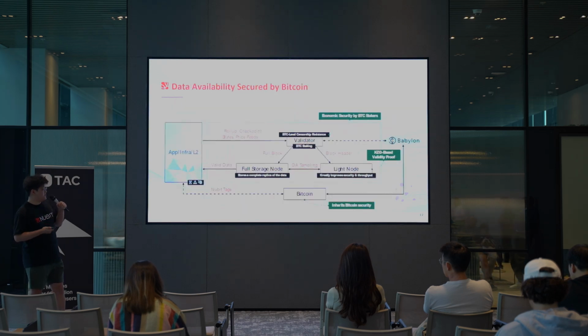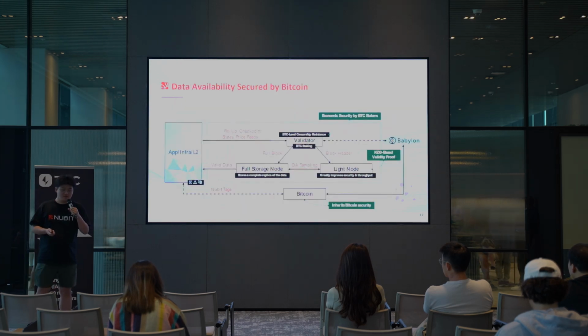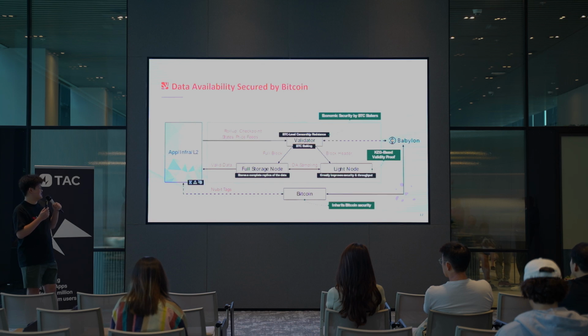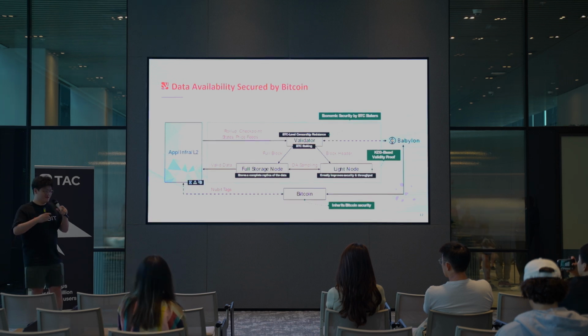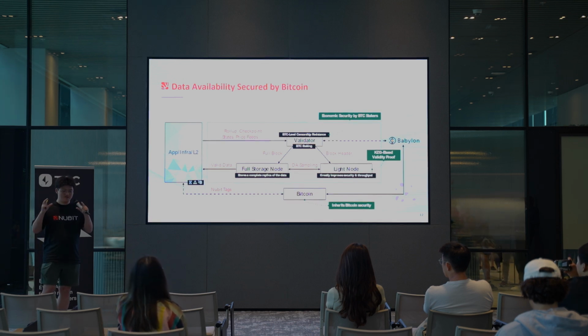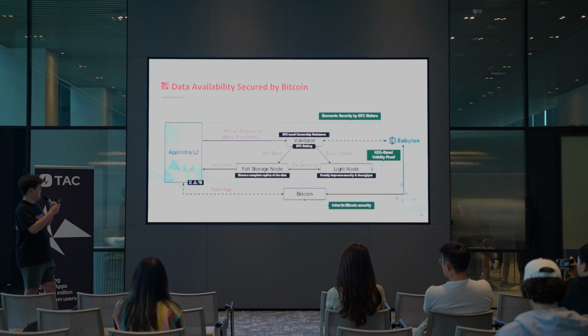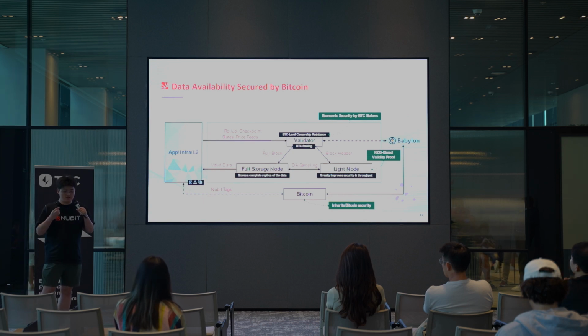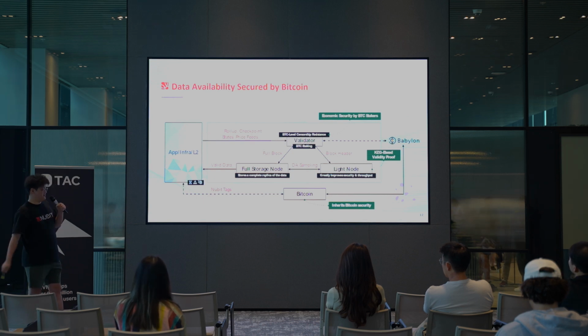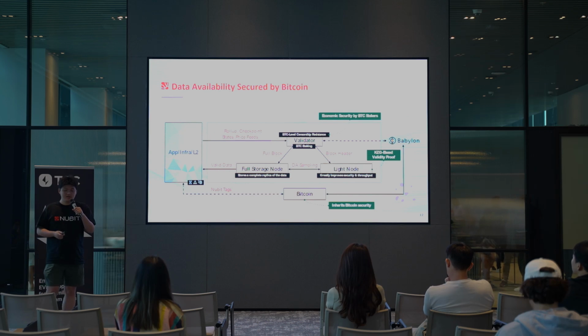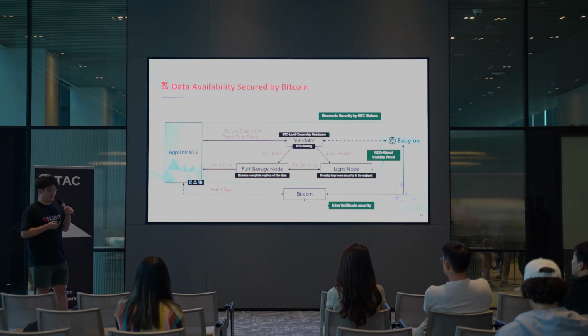And the second part is our DA layer. Our DA layer is the core part. It's the core idea behind the whole Matrix architecture. It involves three key ingredients. The first one is the validator. In our DA layer, this validator is secured by Bitcoin, thanks to the Babylon protocol.